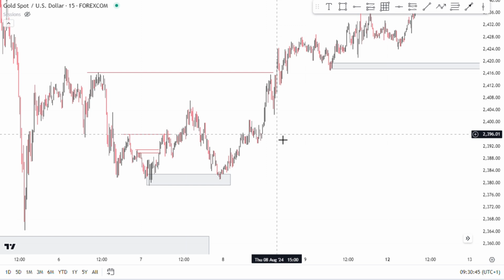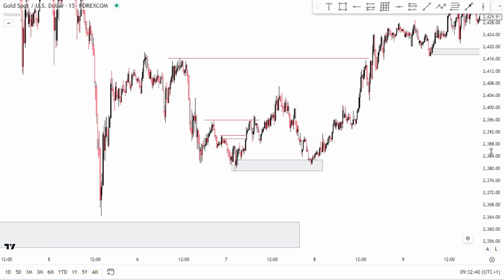So let me show you my student that called this particular trade, and then you're going to see it by yourself. You enter from this particular low right here.